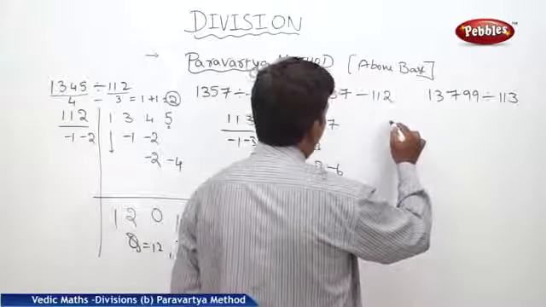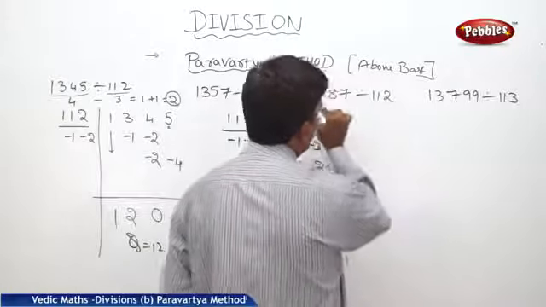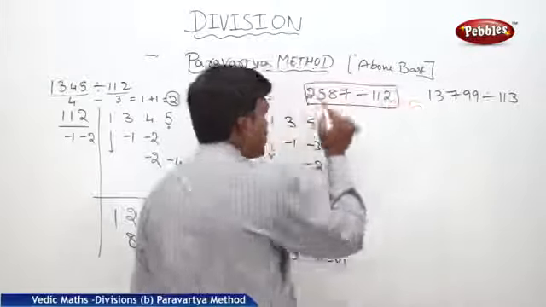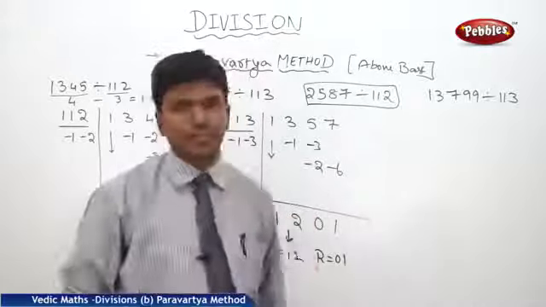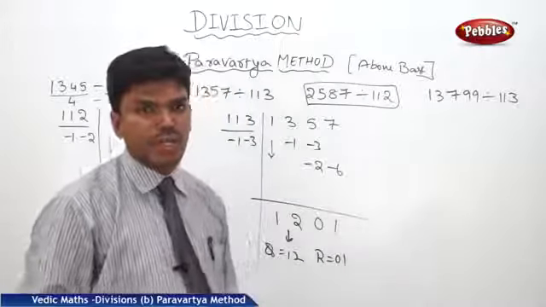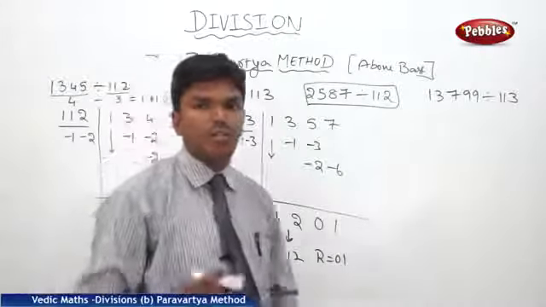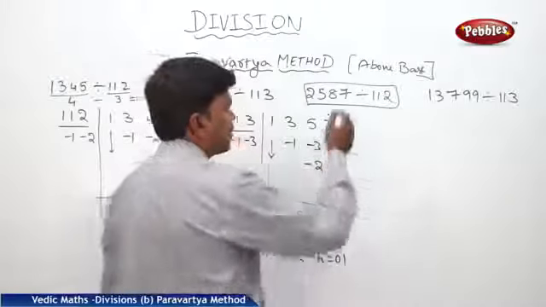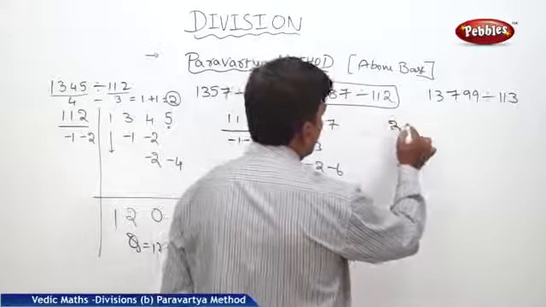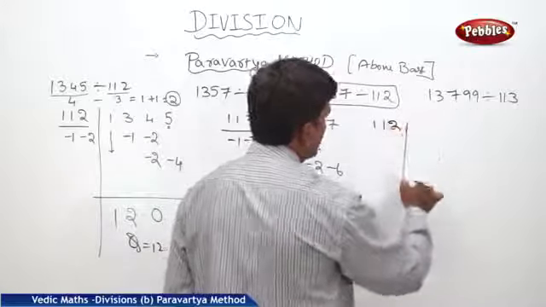So 2587 divided by 112. You do one thing, you just try this one. Take a pause, you just try this one. After solving the problem, you can check with the answer. Now let us see.